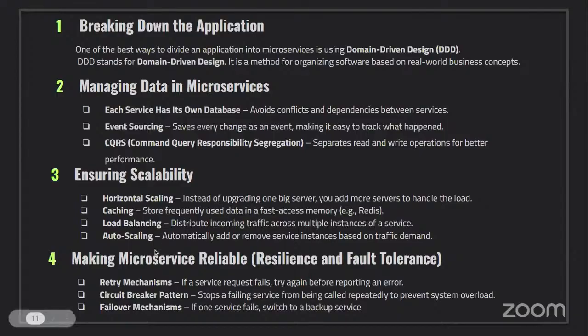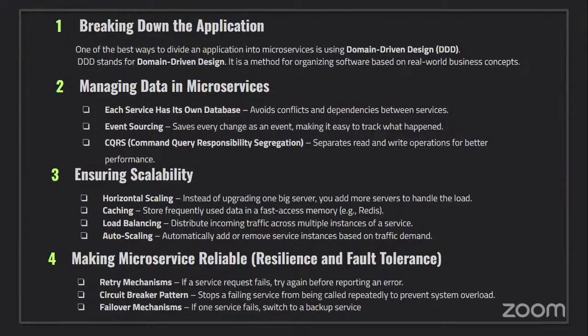So number four, making microservices reliable, such as resilience and fault tolerance. This is optional, and it is also important. Retry number one: retry mechanisms, so that if one service fails, you try again before reporting an error to the user that something is failing.